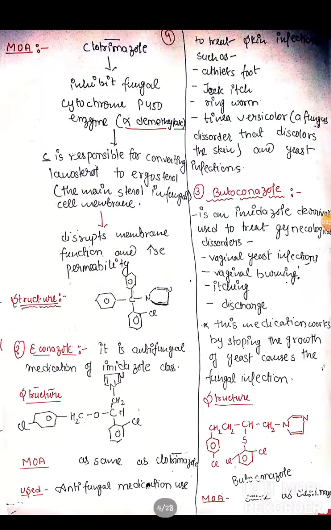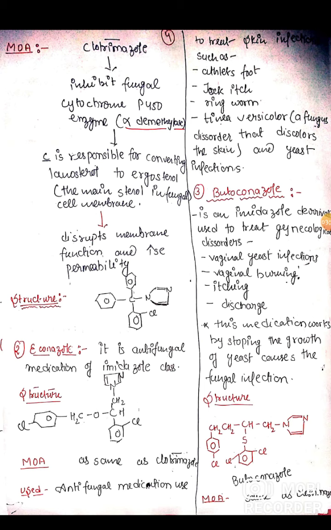The mechanism of action of clotrimazole is that it inhibits the fungal cytochrome P450 enzyme, that is alpha demethylase, which is responsible for converting lanosterol to ergosterol. The main sterol in the fungal cell membrane is ergosterol, and when its synthesis is inhibited, the membrane is disrupted, the permeability of the cell membrane increases, and this produces a fungicidal or fungistatic effect. The structure of clotrimazole is as follows.